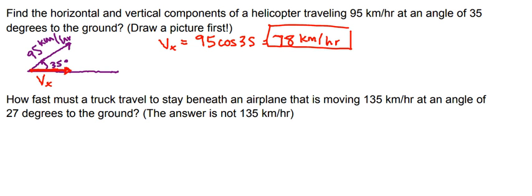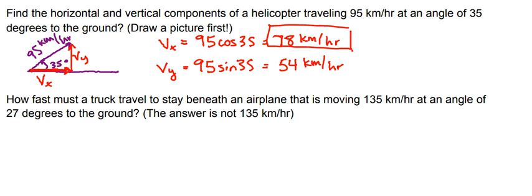That's the horizontal component. What about the vertical component? Okay, that would be this piece right here. It is opposite to that angle, so we use sine. You get 54.48, which I'll just round to 54, two significant digits, kilometers per hour. Right? That's all there is to that one.